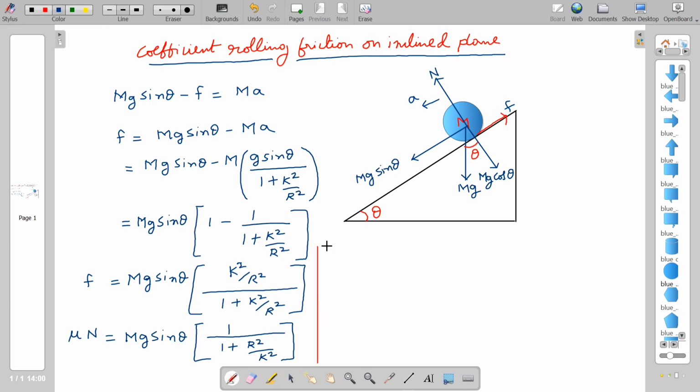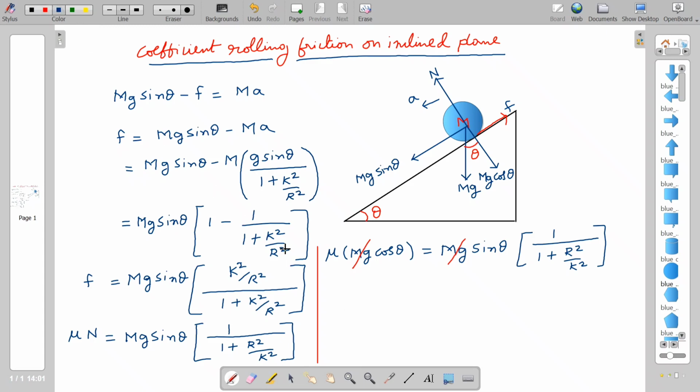Then we will get mu into mg cos theta is equal to mg sin theta bracket of 1 by 1 plus r square by k square. Here both sides mg cancelled.